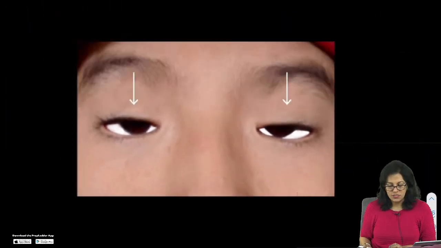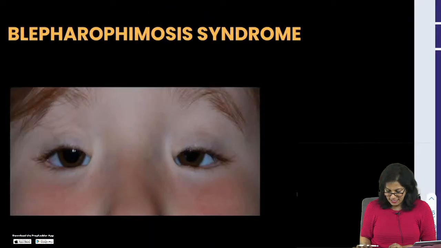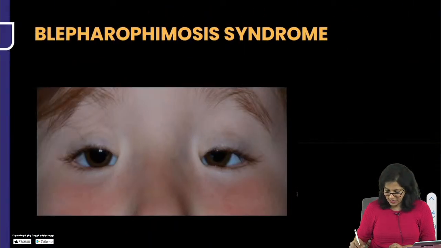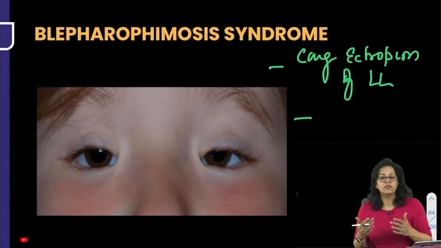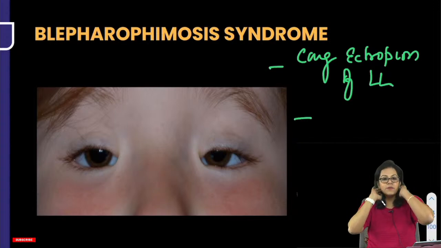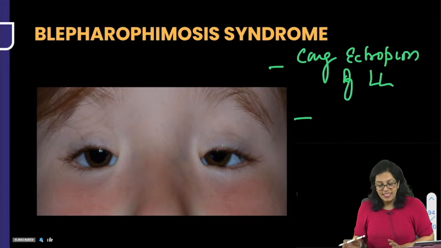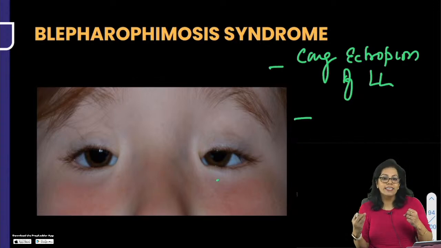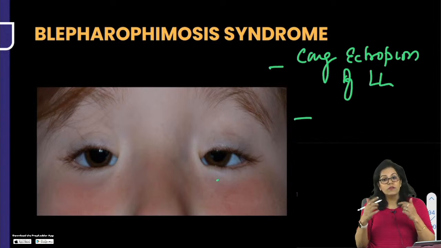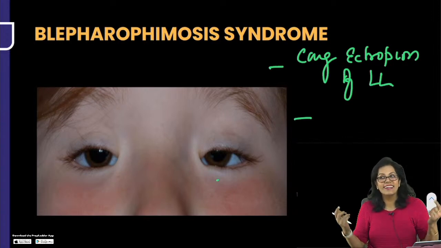Second you will see is ptosis, right? Then the third feature you will see is congenital ectropion of the lower lid, a little bit out. Congenital ectropion is rare. This is mainly what we learn in relation to blepharophimosis syndrome. Then what else? Can you see the fold of skin here? Normally this fold of skin is epicanthus, like if you see Japanese, Chinese people, they have small eyes. It is because of that extra fold of skin.